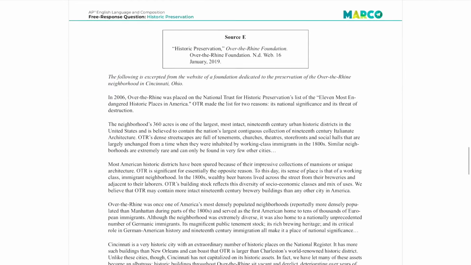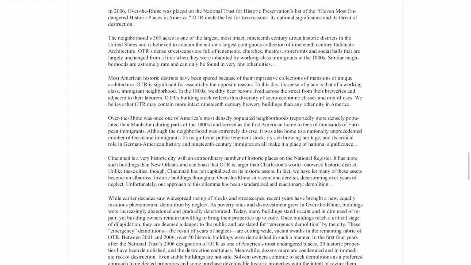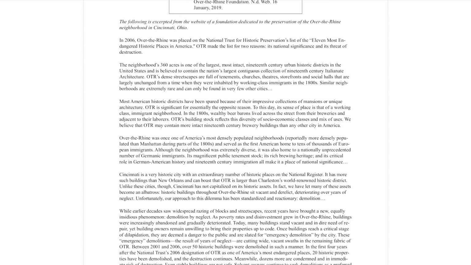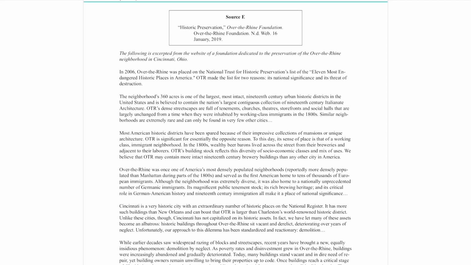I'm going to move on to source E because I'm under time constraints, and this is a long one. I've got to move quickly here. Okay, historic preservation from Over the Rhine Foundation, whatever that is. Okay, the following is excerpted from the website of a foundation. Oh, now they tell me. Dedicated to the preservation of the Over the Rhine neighborhood in Cincinnati, Ohio. So I'm assuming this is going to be for historical preservation.